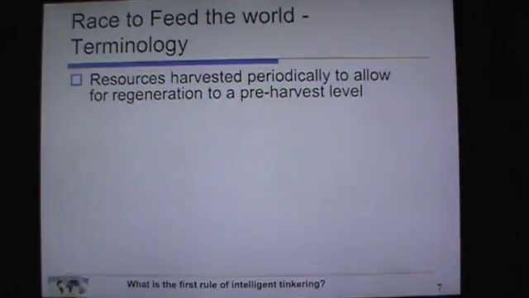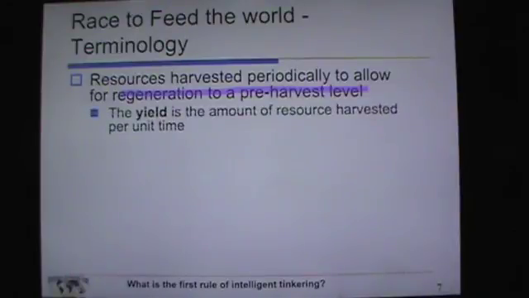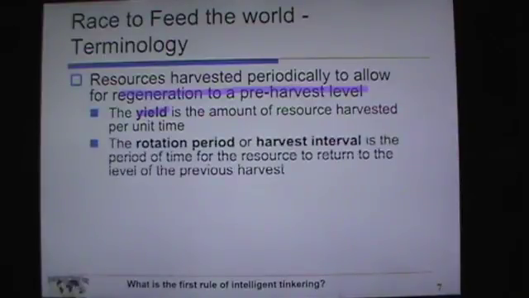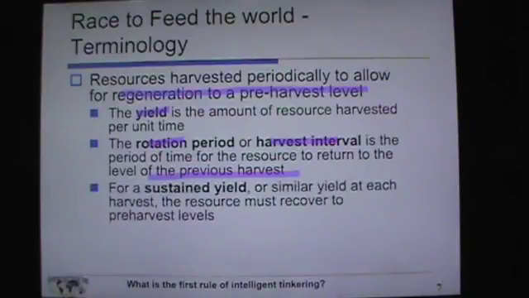Resources are harvested periodically to allow for regeneration to a pre-harvest level. It's true for all resources. Yield, amount of resource harvested, however you harvest it, per unit time. Rotation period, or harvest interval, is the period of time for the resource to return to the levels of the previous harvest. I'll use a tree example a bit later, but it can take 30 years for a piece of land to regrow trees. So that would be the rotation period. From the time you harvest to the time you can harvest again, that is the period of time for that resource to recover.